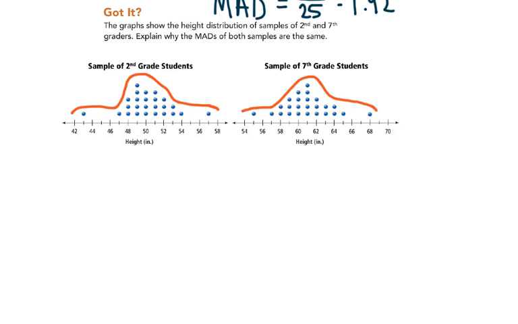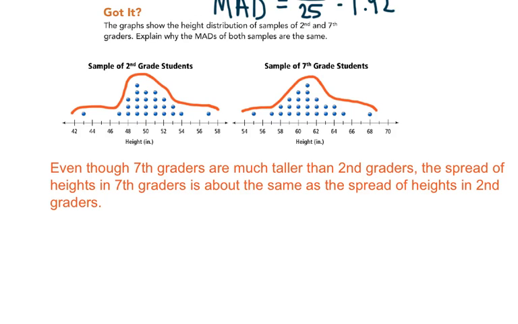So how could it be that the mean absolute deviations are the same? Even though 7th graders are much taller, the spread of heights in 7th grade students is about the same as the spread of the heights of the 2nd graders. So again, even though 7th graders are much taller than 2nd graders, and we can see that by the middle numbers here, the spread of the heights, which is what the mean absolute deviation talks about, is about the same.